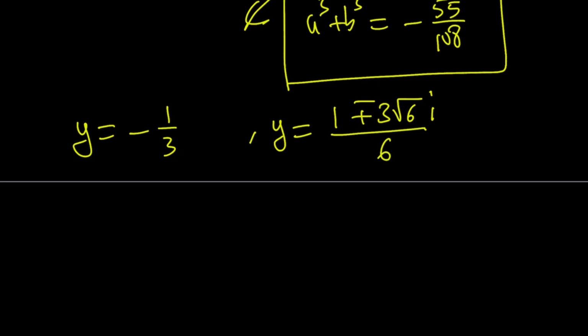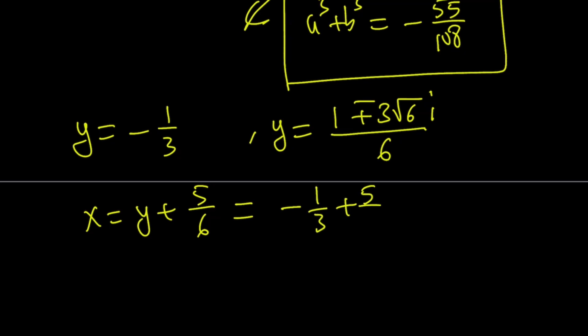And if you back substitute, remember, x is y plus 5 over 6. And if you replace y with negative 1/3, which is negative 2/6, you're going to get 3 over 6, which is 1/2. So from here, you're going to get basically x equals 1/2. And the others are also going to give you the complex solutions. You can definitely go for that.